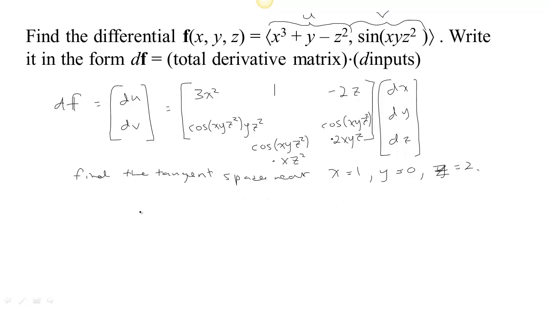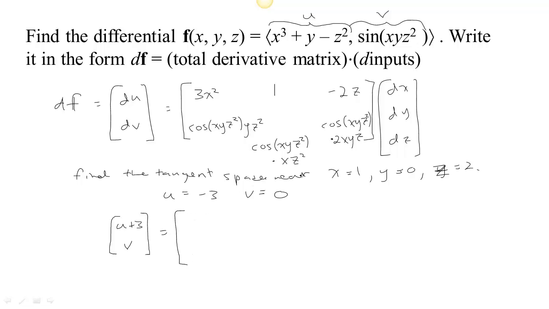equals 2. When x is 1, y is 0, and z is 2, u is going to be 1 cubed plus 0 minus 4. So 1 minus 4 is negative 3. And v: x times y times z squared is going to be 0, and the sine of 0 is 0. So to get our tangent space, the change in u is u minus negative 3, that's u plus 3. And the change in v would be v minus 0, so just v.